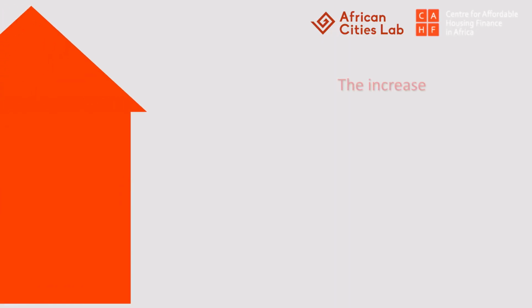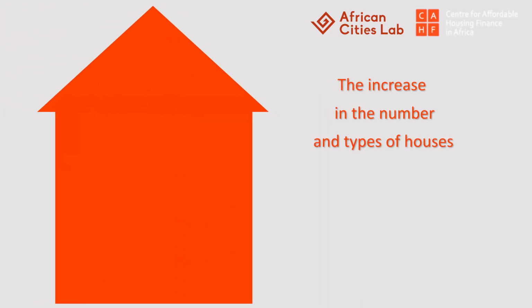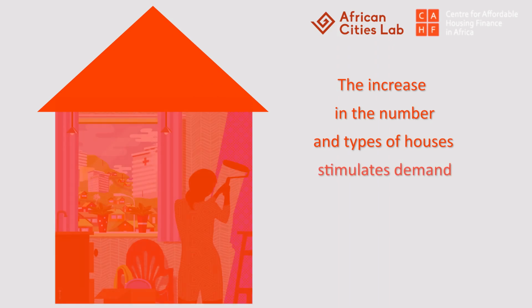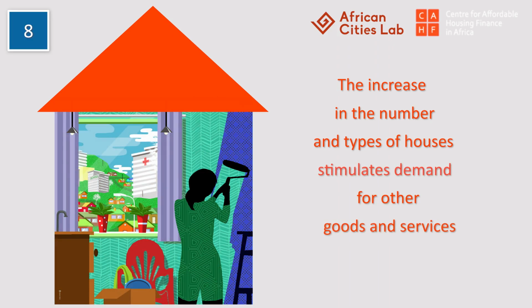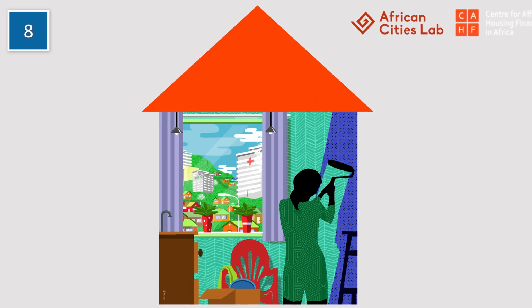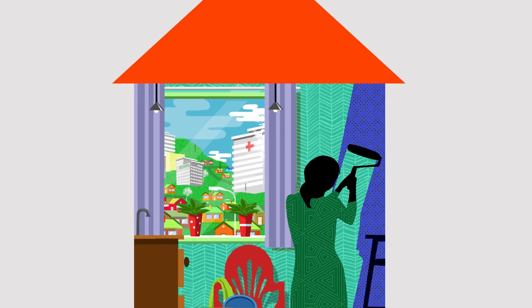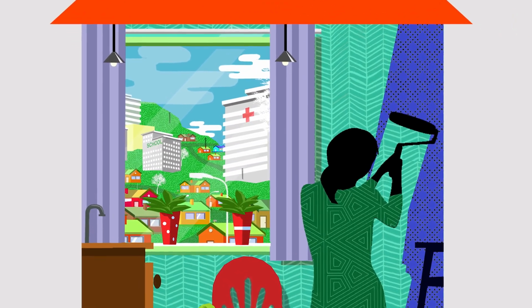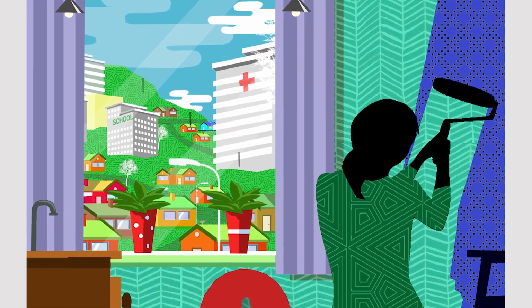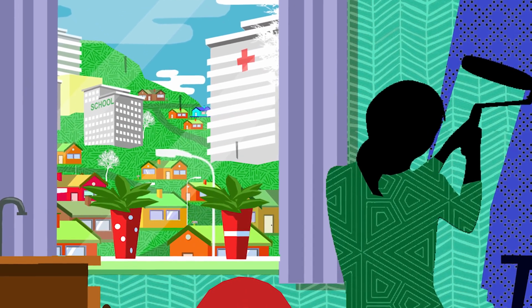Eighth, the increase in the number and types of houses available in the market stimulates demand for other goods and services. For instance, once people have secured housing, they often spend more on furniture, electronic goods, and other services such as security, education, and even healthcare. This indirect economic impact is created by better access to secure housing.